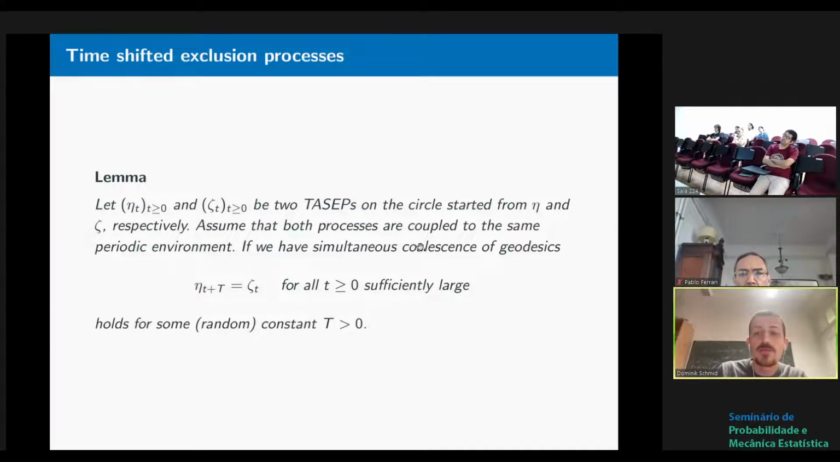Then I claim if we have simultaneous coalescence between two lines L and L prime, then we know that eventually the two processes will become time-changed versions of each other. So they are just differing by some t, which will be random, but will be fixed, so that for all t sufficiently large, they will behave in the same way.